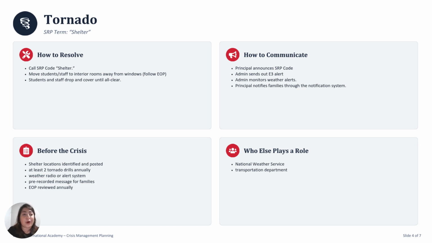So next we have our tornado drill, and the SRP term for that is shelter. When we say to take shelter, that means that there is a tornado or some kind of weather force on the outside that we need to protect ourselves from. And of course, as you all know, we need to make sure that we're moving staff and students to interior rooms away from windows.